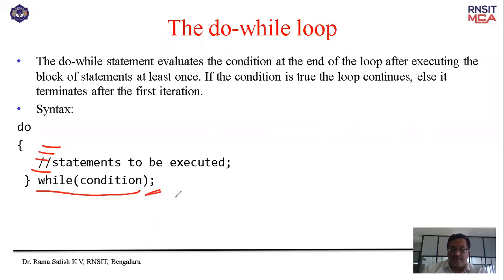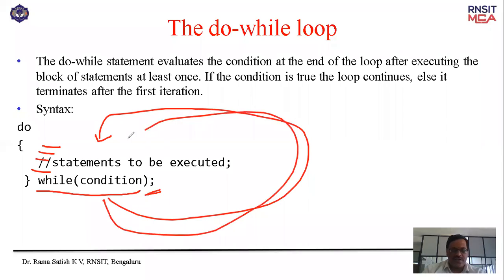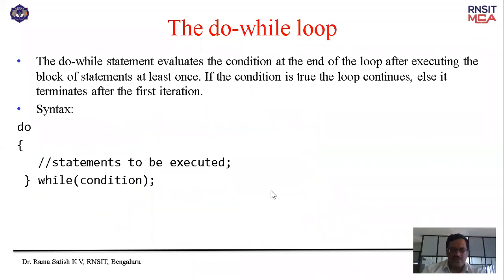Note that there is a semicolon for the do while. In a while statement, there is no semicolon. In do while, there is a semicolon. And of course, if the condition is true, it re-executes all the statements. Again, if the condition is true, it executes again. So this will be repeated until your condition becomes false. So this is the do while loop.